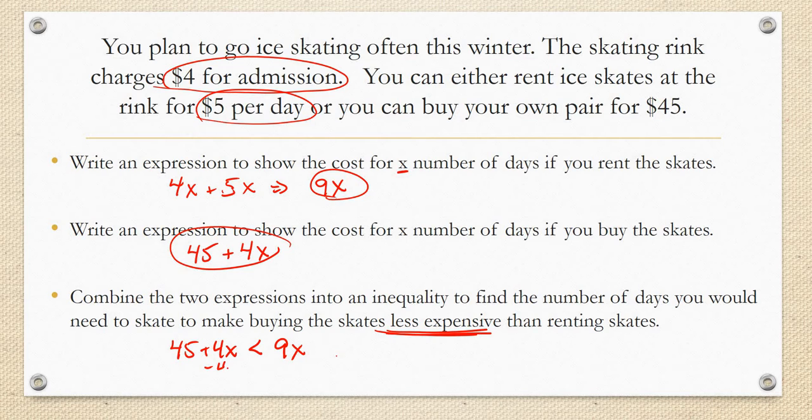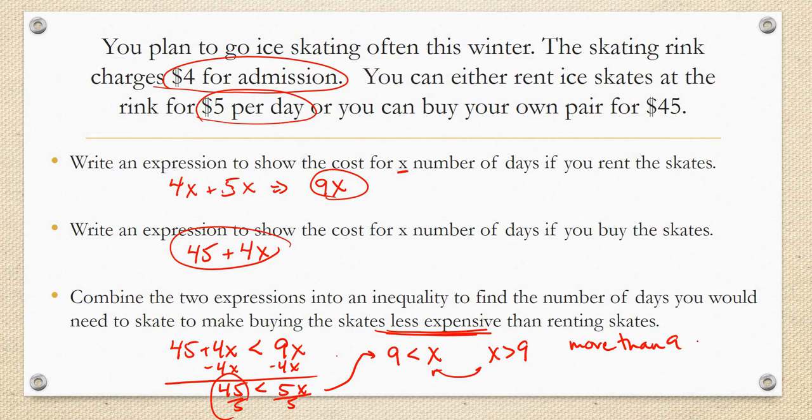So let's go ahead and subtract our 4x. So we have 45 has to be less than 5x. I'm going to divide both sides by 5, and my answer will be that 9 is less than x. Remember we talked about this. So x is greater than 9 is the same. These two expressions mean the same thing. So if I skate more than 9 days, it'll be cheaper to buy the skates.